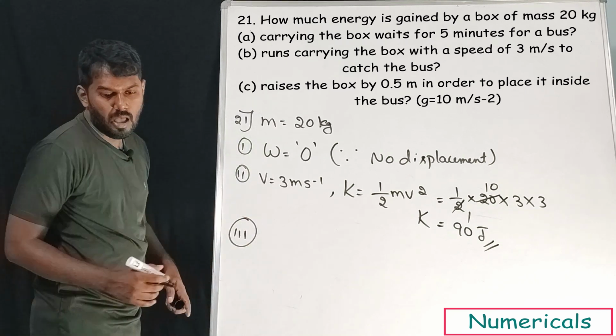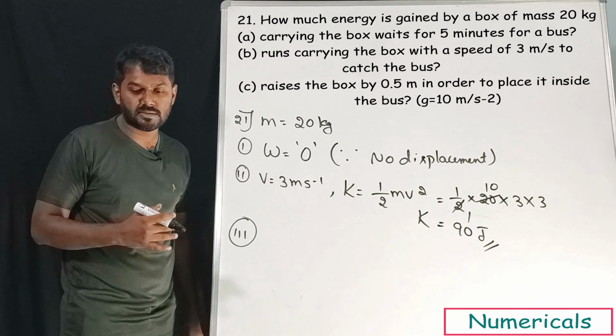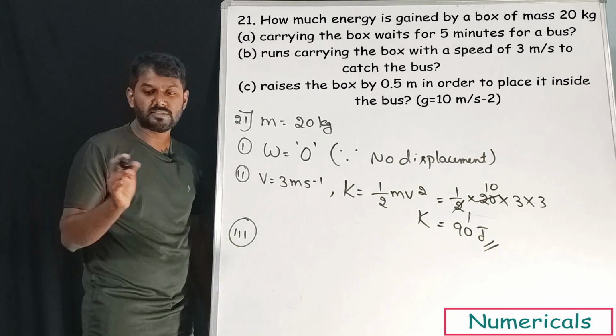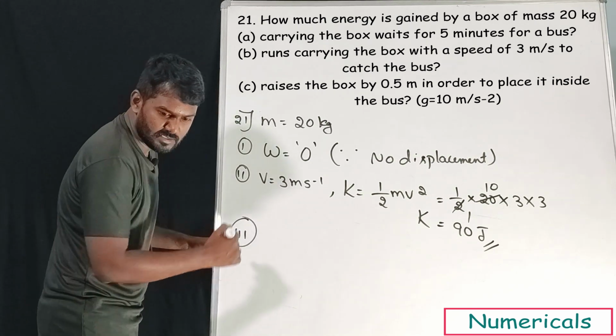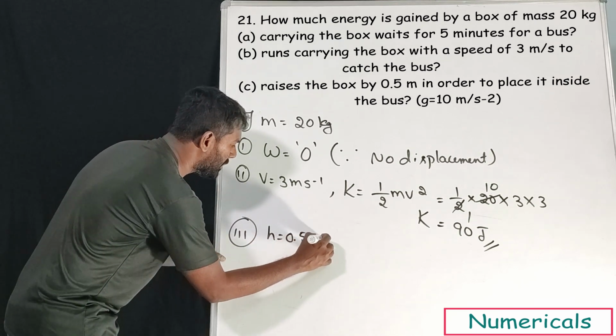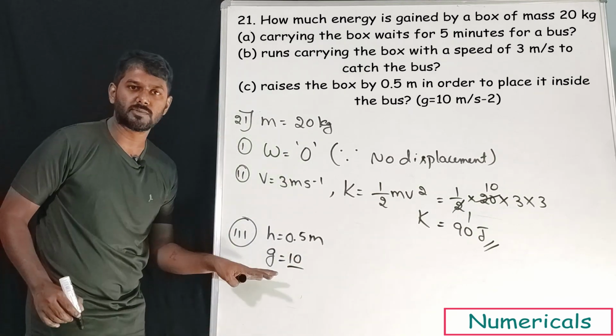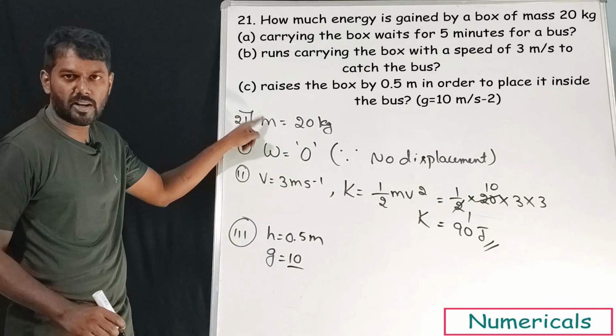Third one: raises the box by 0.5 meter in order to place it inside the bus. So we can take g as 10 meters per second. Here in this third sub question, they have given height is equal to 0.5 meter and g is equal to 10. Don't worry about the unit when it comes to gravity. Now we already have the mass.